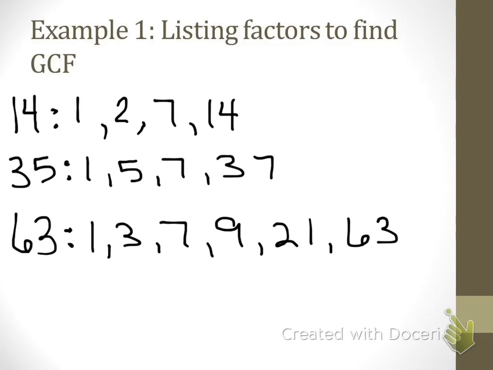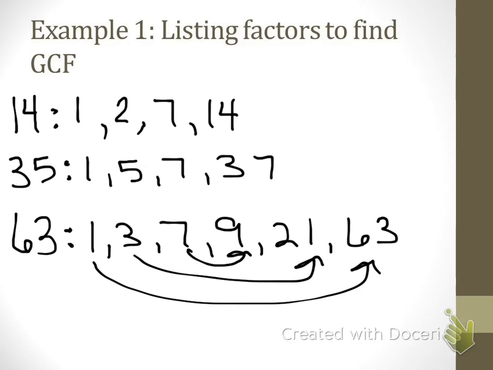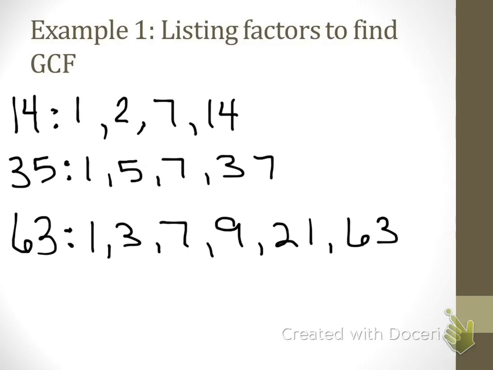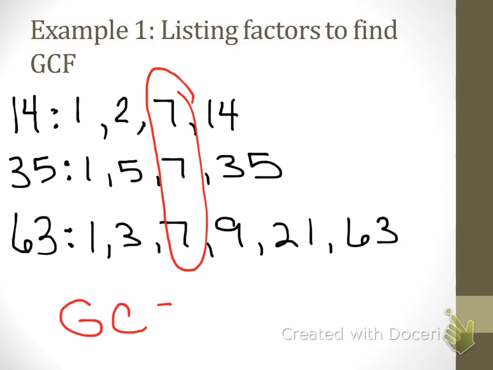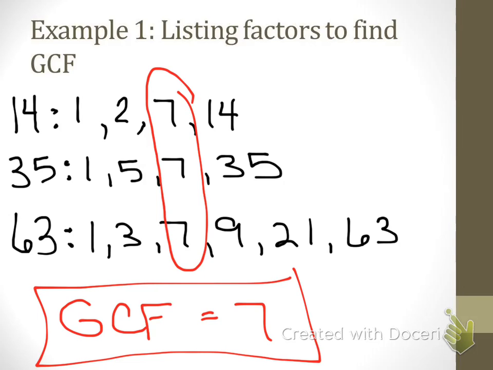All right, and you can check it. 1 times 63, 3 times 21, and 7 times 9. They'll all have a pair. Okay, so now that I've listed all the factors, what's the biggest one that they all have in common? Sorry, I don't know why I wrote 37. It should have been 35. It is 7. 7 is the biggest number that they all have in common, so I would say GCF is 7. That's how I would find GCF, by listing the factors.